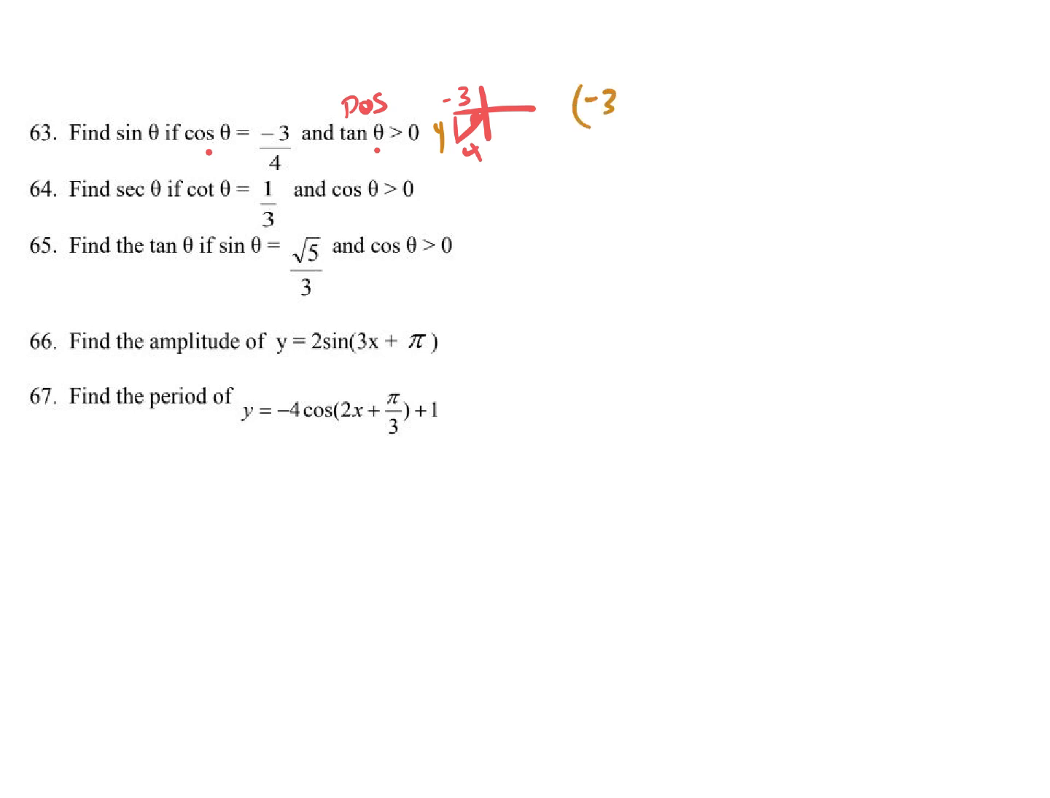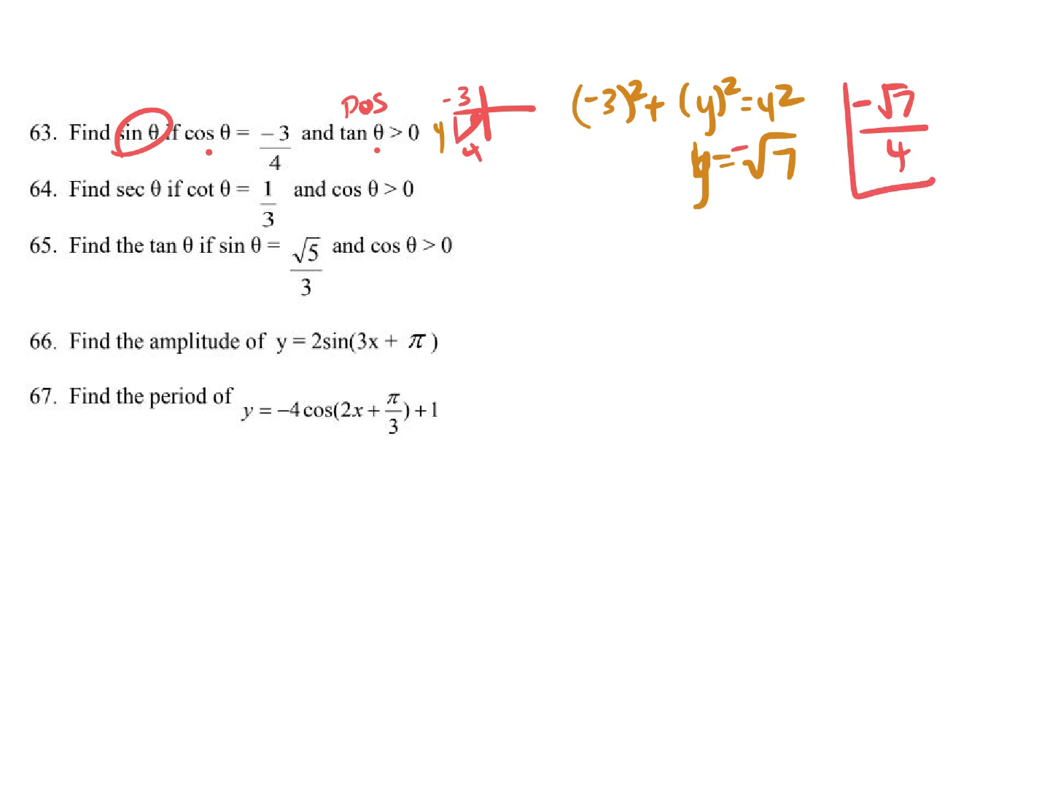So let's see, negative 3 squared plus the y value squared is equal to 4 squared. That's going to simplify to be y is equal to the square root of 7, but it's negative because it's in the third quadrant and it's always negative. So negative. It says to find sine. So sine is that side we just found over the hypotenuse of 4.